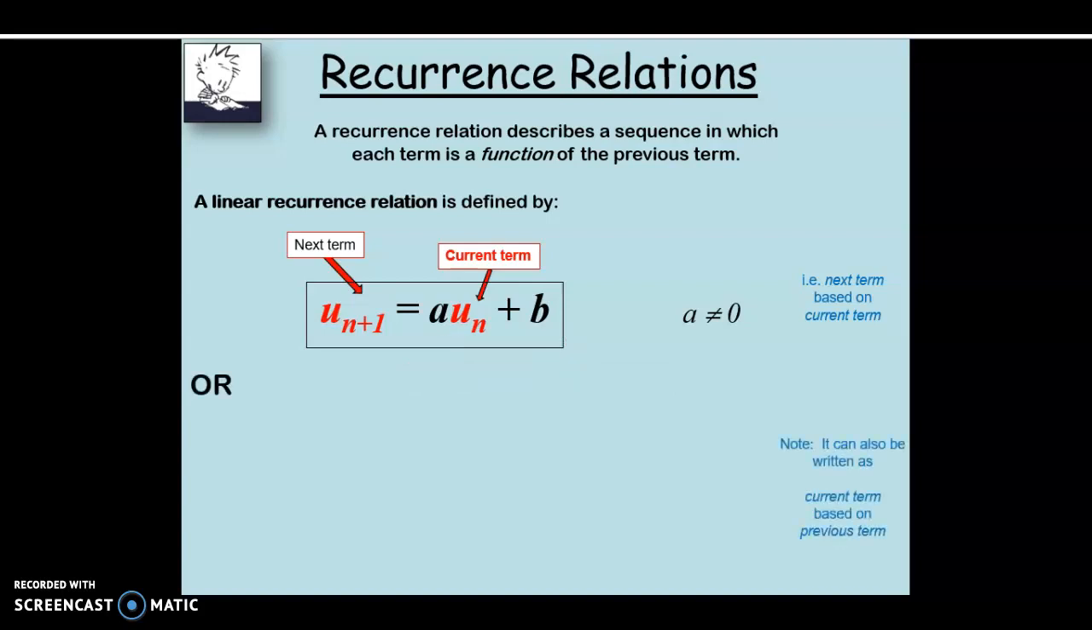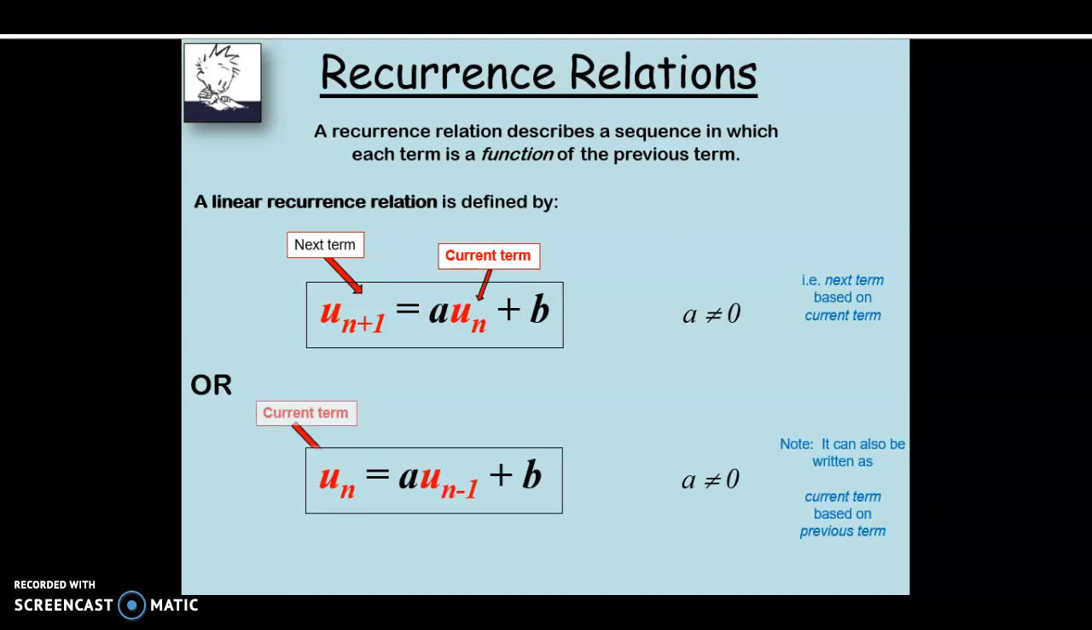Or, again, looking at it the other way, it can also be written as the current term based on the previous term. So here we have un as my current term, and un minus 1 is my previous term, and again, A is still my multiplier, and B is just my addition and subtraction.